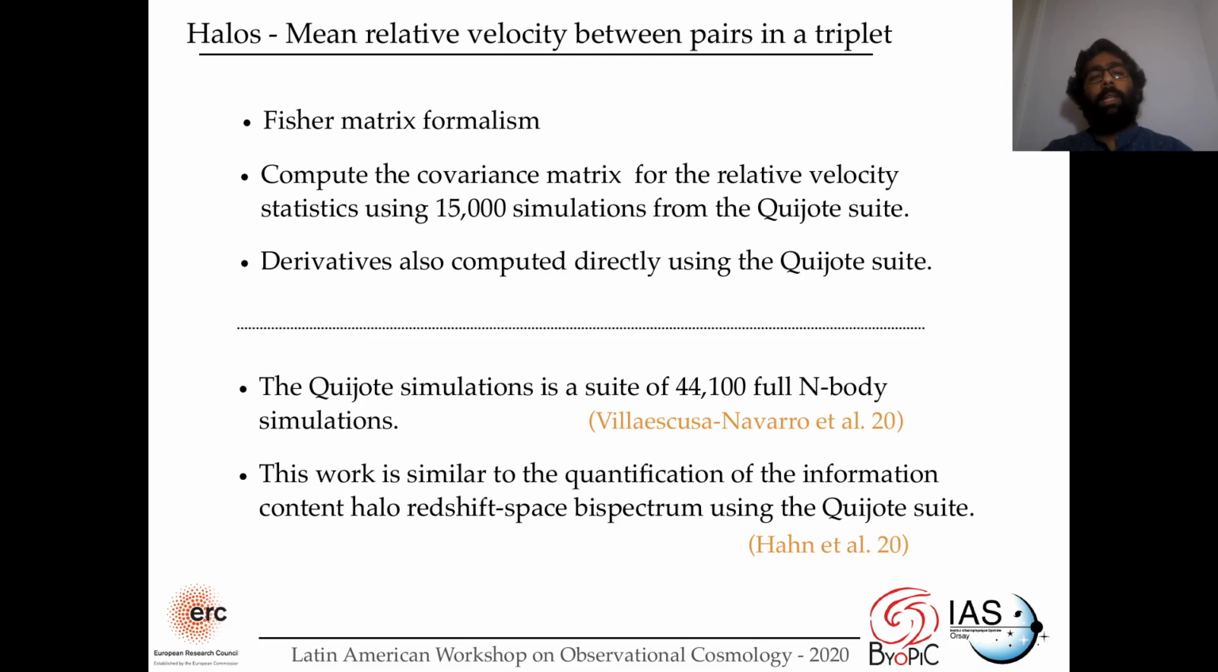So we measure the covariance matrix directly from the Quijote simulations, which provide us with 44,000 N-body simulations. We also computed the derivatives directly from the Quijote simulations. This work is in line with work done by Han et al. this year, where they quantified the information content in the halo redshift-space bispectrum using the Quijote suite of simulations.